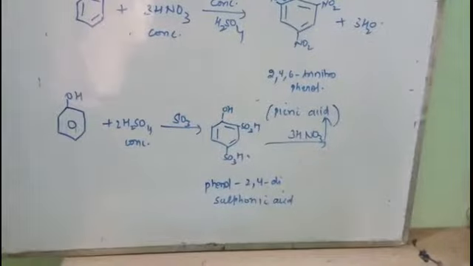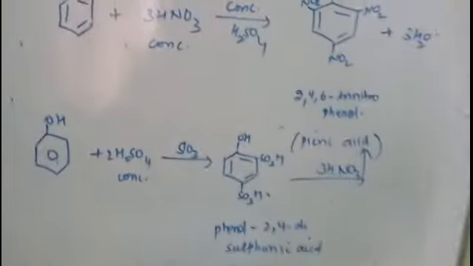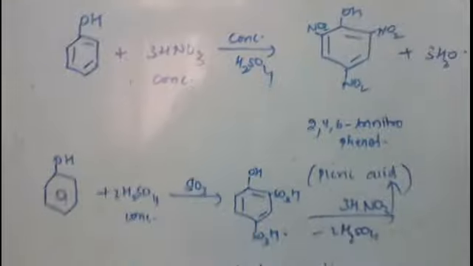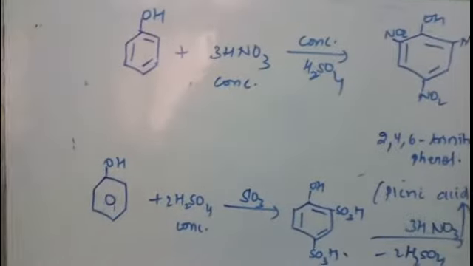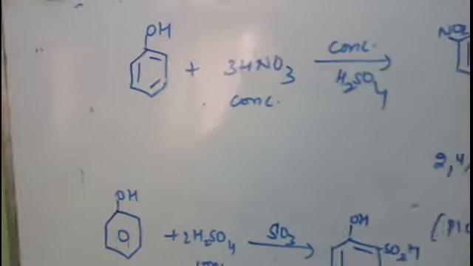So first you do sulfonation, and after sulfonation you treat it with nitric acid to give you picric acid, and here the sulfuric acid groups will be removed, 2 molecules will be removed. Got it? So this may also be a method to prepare picric acid. Understood nitration? Now next we will come to halogenation.